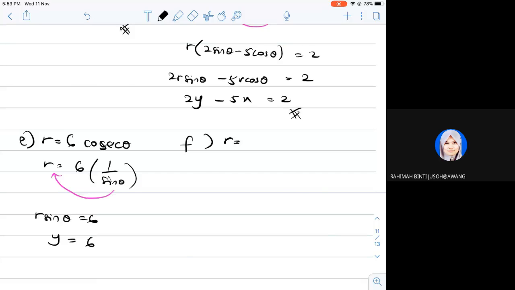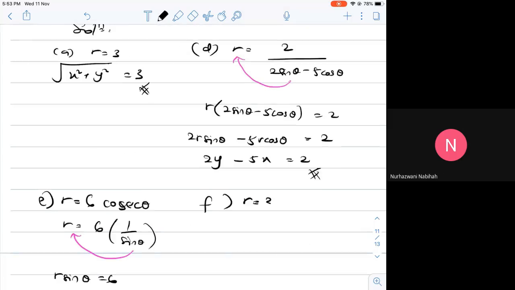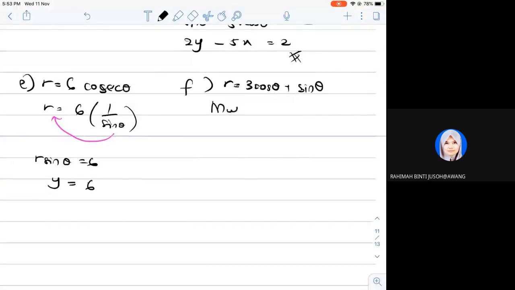R equals 3 cos theta. Multiply R both sides. Yes, well done. Multiply by R both sides. Multiply with R. R both sides.